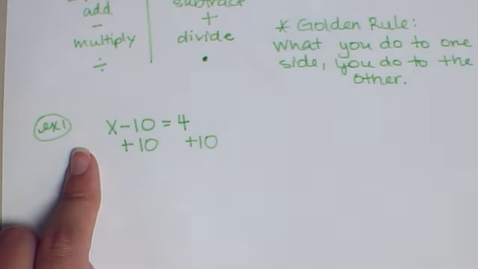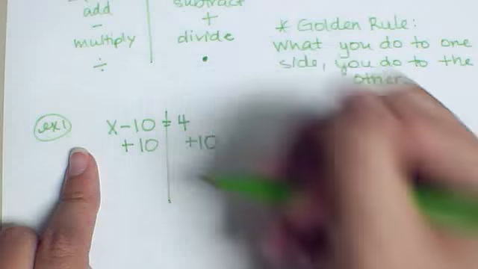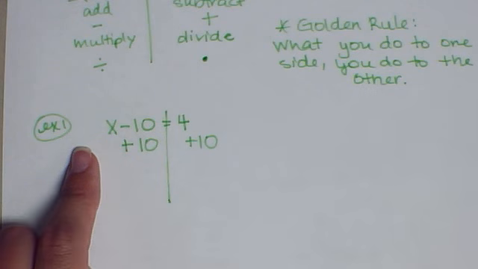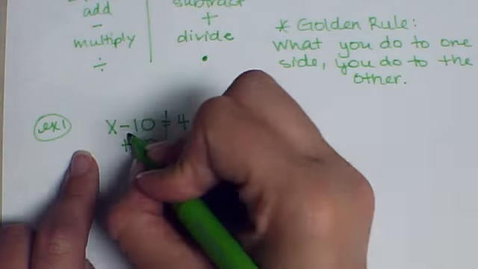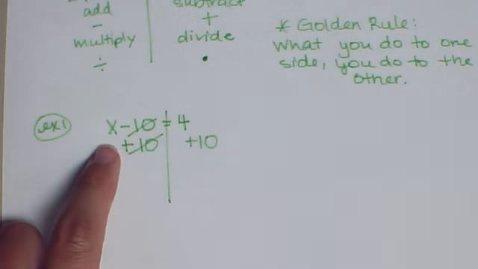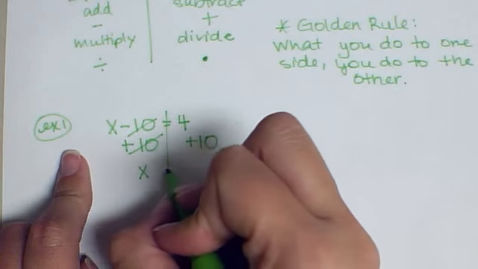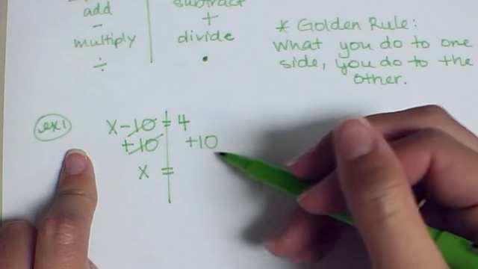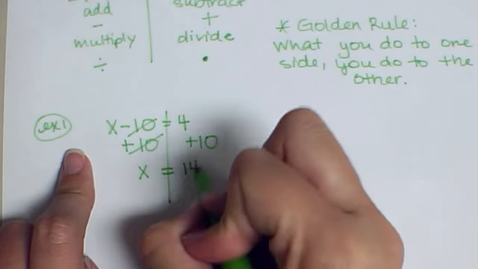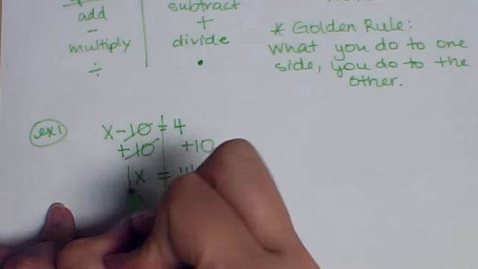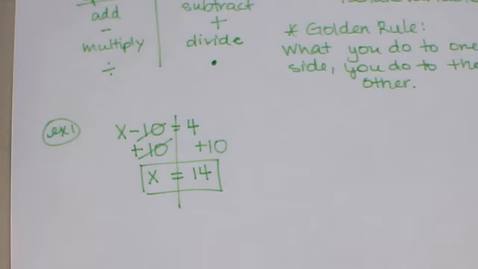Golden rule says what I do to one side of the equation, I do to the other. Let's draw a line down the equal sign. That will help me remember which side I'm talking about. Now, because negative 10 plus 10 is 0, these two pieces cancel each other, and on this side all I have left is x. On the other side I have 4 plus 10, and that's 14. So my answer is x equals 14. And that's all there is to it. Let's look at another example.